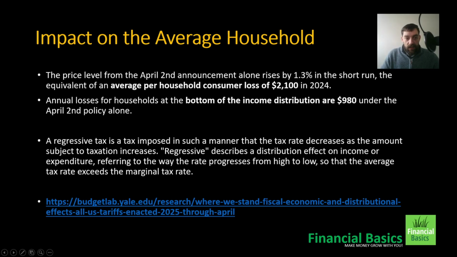So the impact on the average household is going to be around $2,100 in extra spending. And even for the lower end of the income distribution, you're looking at an extra cost of $980. So what that means is, in general, across the income distribution, those at the lower end are going to have $980 less on an annual basis.